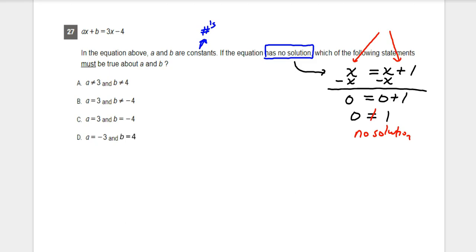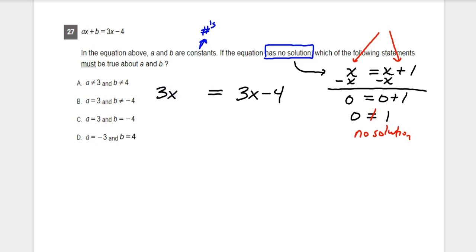No matter what number I plug in for x, the two sides can't be equal. So basically, the key with no solution is when both sides lose their x's and they have two numbers that are not equal to each other. So what I need to have happen is this. I have 3x minus 4 on the right. And on the left, I need to have a 3x, because I want my x's to completely disappear.